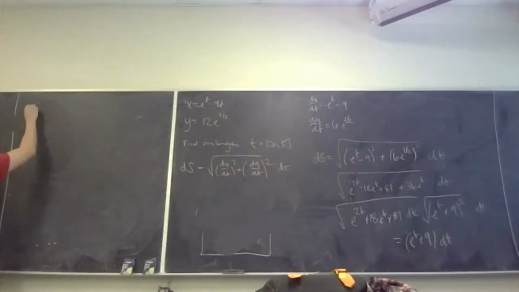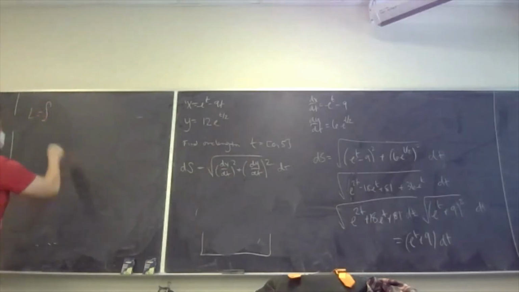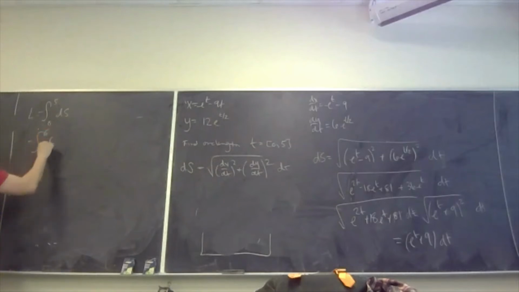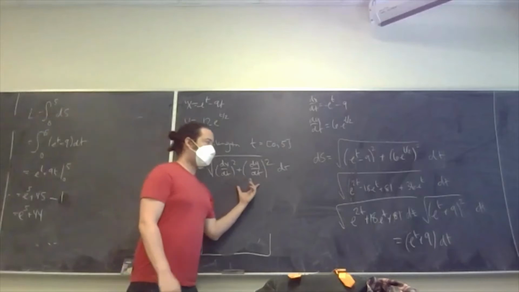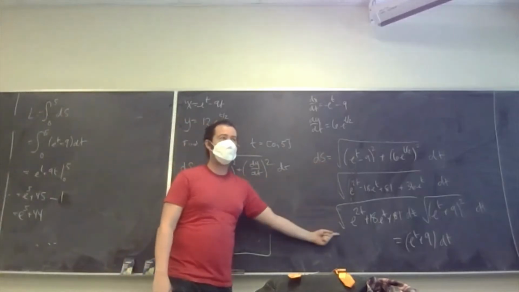All right, so what's the result here? Well, it means L is equal to the integral from 0 to 5 of ds, which we have computed to be the integral from 0 to 5 of e to the t plus 9 dt, which is e to the t plus 9t evaluated from 0 to 5. E to the 5 plus 45 minus 1. Everything about this part is easy, right? The only trick in these arc length problems is the obnoxious algebra that goes into grinding these things out.